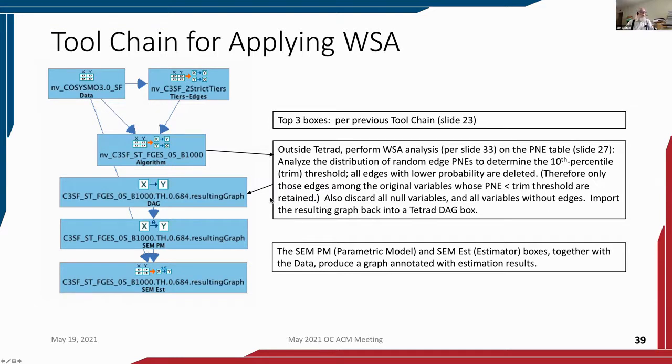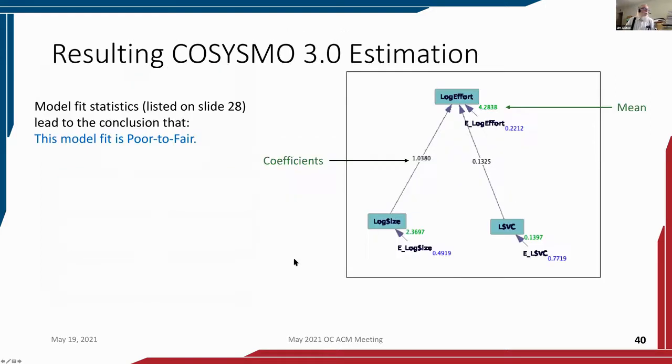Now, this is outside Tetrad. Then you import the resulting graph back into a Tetrad directed acyclic graph box. And then, as Nandi did in her demo, you add a project model and then an estimation model. And this then is the mini model that we get from using our weak signal analysis approach. So here's the resulting COSYSMO 3.0 estimation. There are coefficients and there are means. There are some error terms also.